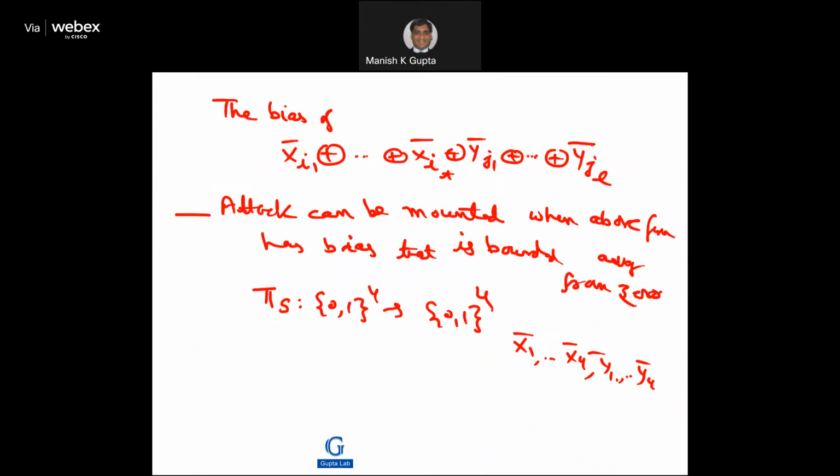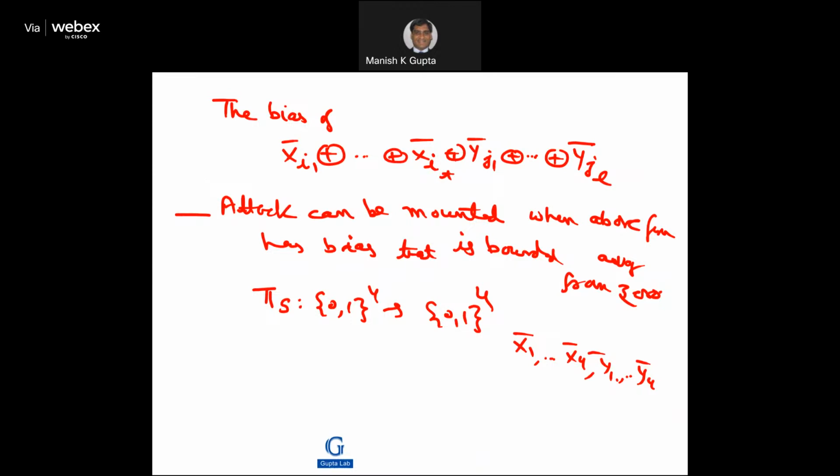Now we look at the bias of an expression such as Xi1 bar plus Xi2 bar plus ... plus Xit bar plus Yj1 bar plus Yj2 bar plus ... plus Yjl bar. We are looking at the biases of this. An attack can be mounted when the above form has bias that is bounded away from 0.